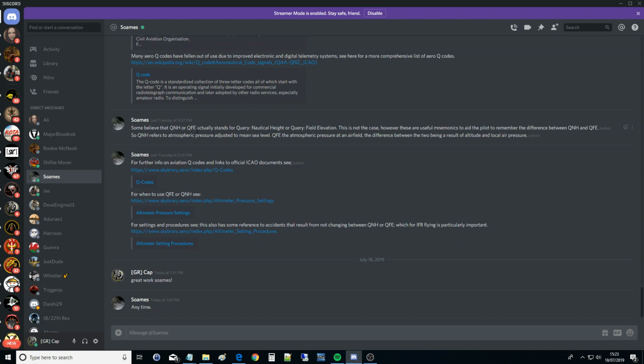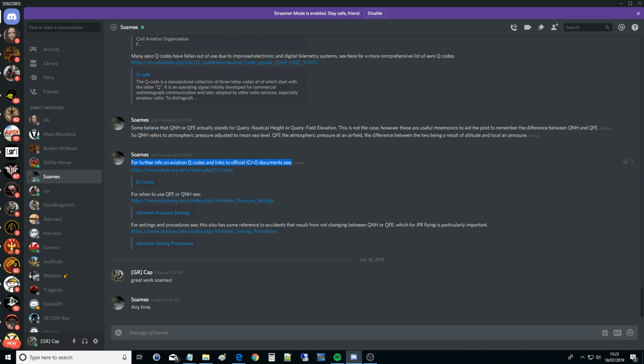Some believe that QNH or QFE actually stands for query nautical height or query field elevation. This is not the case. However, these are useful mnemonics to aid the pilot to remember the difference between QNH and QFE. So yeah, that makes sense. So QNH refers to atmospheric pressure adjusted to mean sea level, and QFE the atmospheric pressure at an airfield. The difference between the two being the result of altitude and local air pressures. All of that makes exact sense and tallies exactly with what we've been saying in the Q code definitions. Now, there's further reading if you guys want to go into it further.